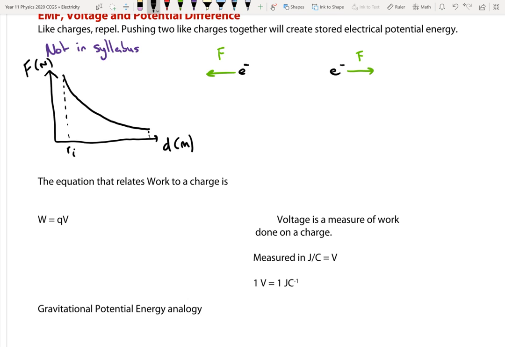So r initial, r final. 1 of x, right? The equation is F as a function of d equals a constant, q1 q2, over r squared. And in fact, I'm going to put all of this in the purple not in syllabus. But basically, the force drops as it gets further away. And in fact, the area under is going to be the work done. I wrote that the wrong way around. The area under that curve.